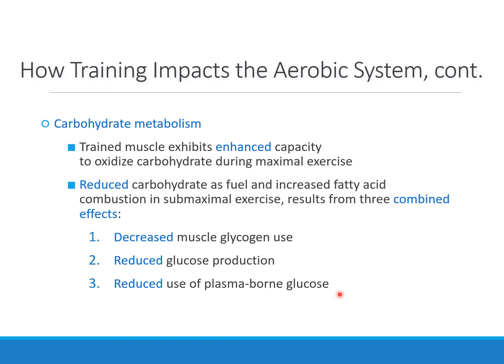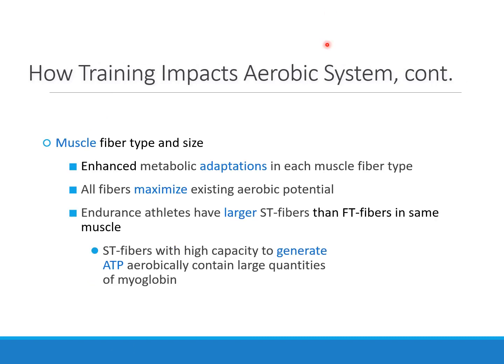So you can see that when you start training, you're not utilizing as much of the carbohydrates, and you're going to get a little bit more of that fat use that we talked about on the last slide. Okay, so how does the aerobic system affect muscle fiber type and size? Well, what we see is that enhanced metabolic adaptations happen for each muscle fiber type. So regardless of whether it's slow twitch or fast twitch, you're going to see this maximization of the existing aerobic potential and these enhanced metabolic adaptations.